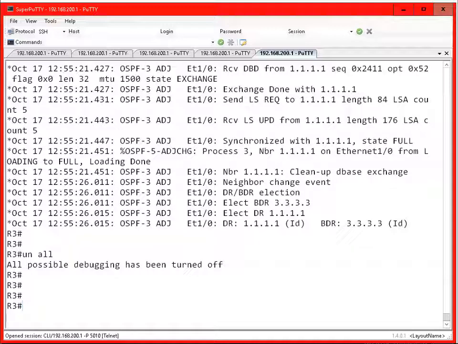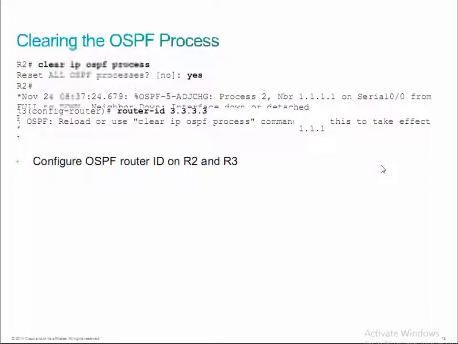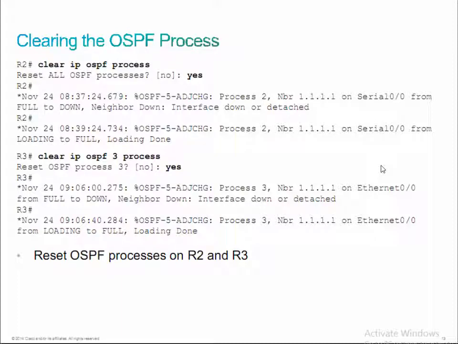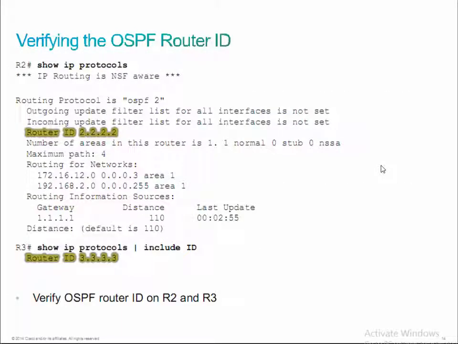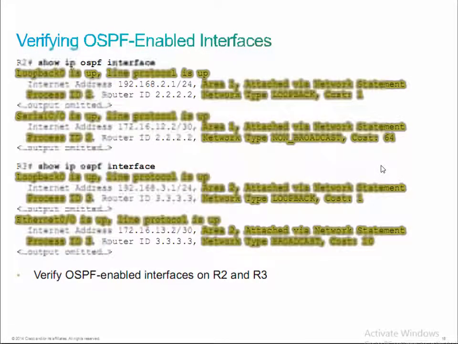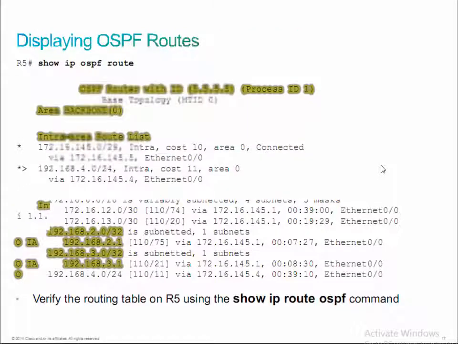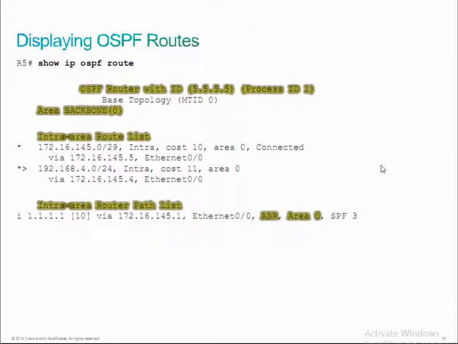So let's get through some of our slides here because we got a little bit behind. We've been doing everything in the command line, so we'll just get through some of these slides. There's the router ID configuration process, clearing the OSPF process. There's show ip protocols to verify router ID, show ip ospf neighbor to verify your neighbor relationships, show ip ospf interface to verify the status of your OSPF interfaces, show ip route to verify the O routes as well as the O IA routes. What else? We've got show ip ospf route. We went through that, another way of analyzing the routing database.